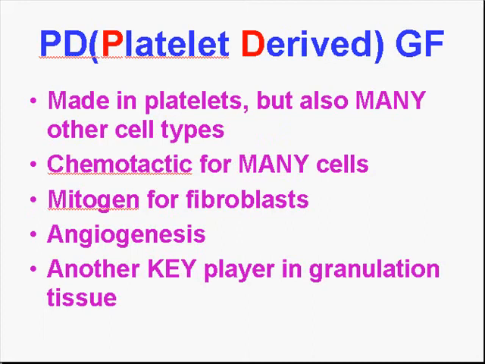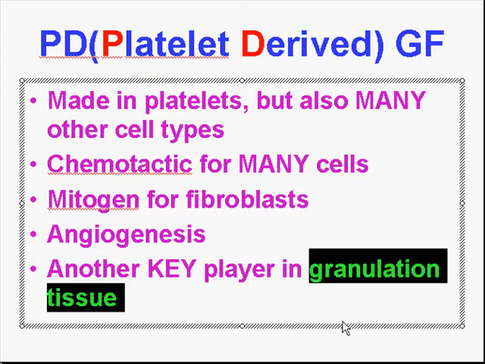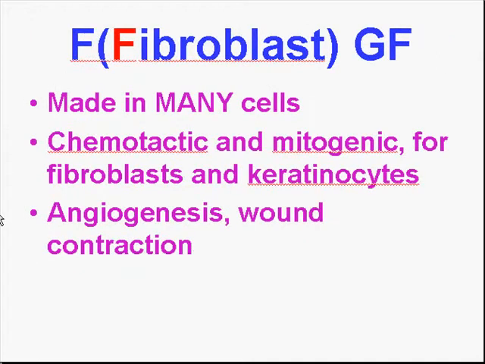Platelet-derived growth factor, no doubt, it's derived from platelets. It's chemotactic for many cells. It causes fibroblasts to divide, and therefore it is also a key player in angiogenesis and granulation tissue, or what we call organizing inflammation. Here's fibroblast growth factor. This one happened to be a question on the boards last year. Why? I don't know. But it's made by many types of cells and has fibroblasts as its target.